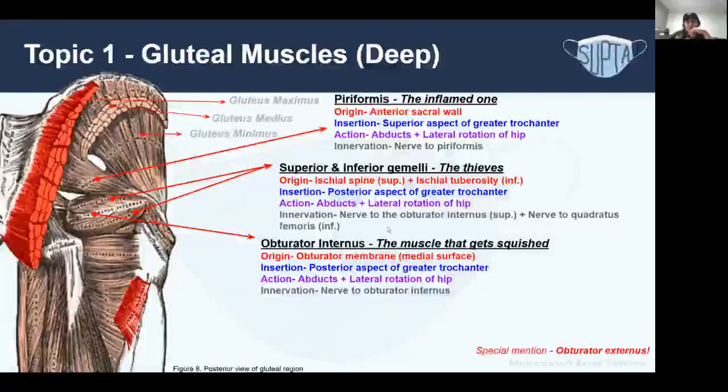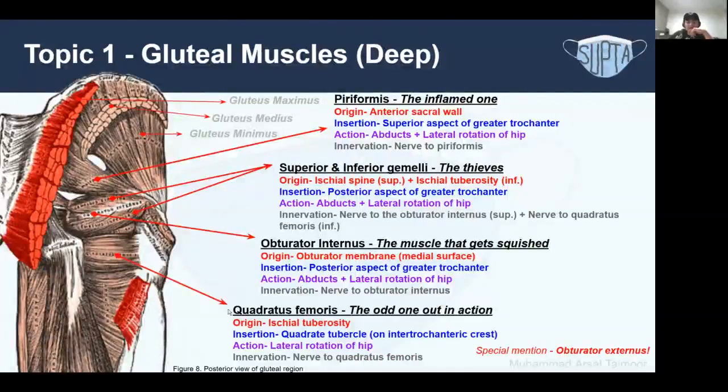For the gemelli, think of the ischial bone, and you can then think of which one goes to where. That's how you can remember these muscles. And then its innervation is the nerve to the obturator internus, which also innervates the superior gemelli in this case. Whereas the inferior gemelli, because it's closer to the quadratus femoris, is innervated by that.